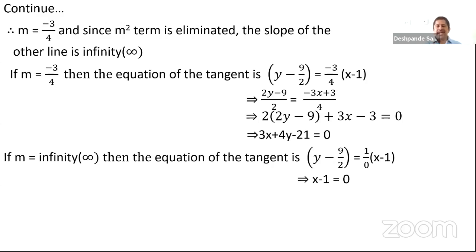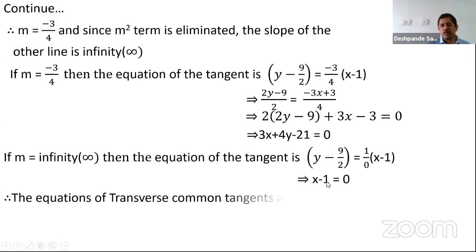So the second tangent will always be parallel to the y-axis. So you get x minus 1 is equal to 0. So you have a pair of tangents. One is 3x plus 4y minus 21 is equal to 0. The second is x minus 1 is equal to 0.